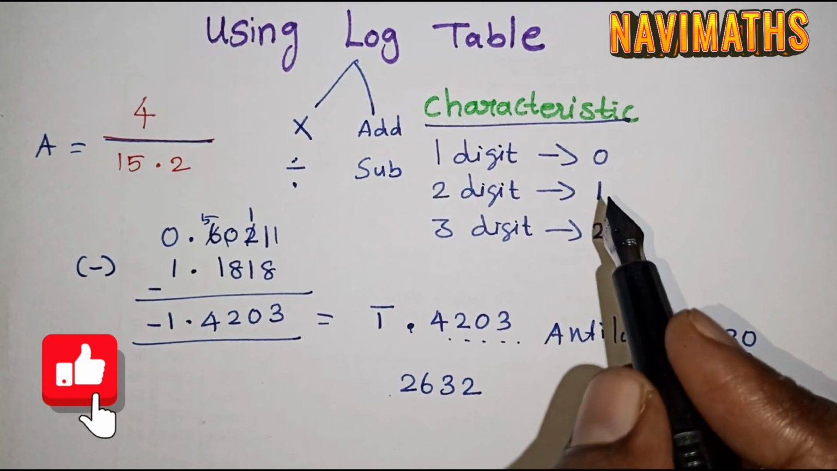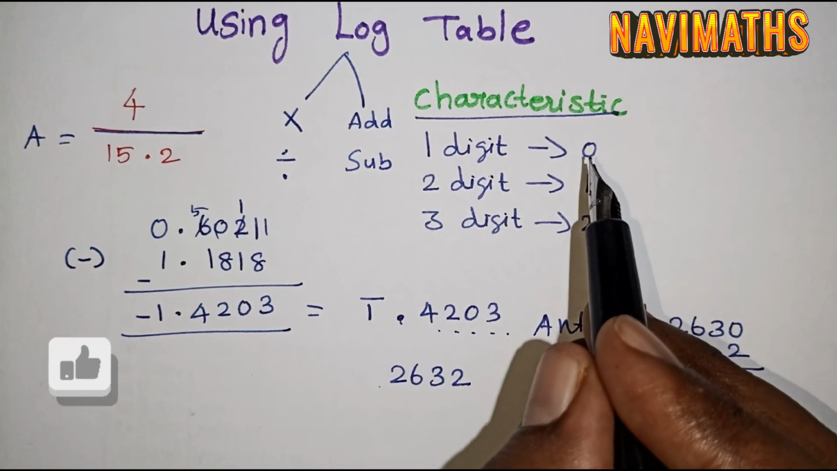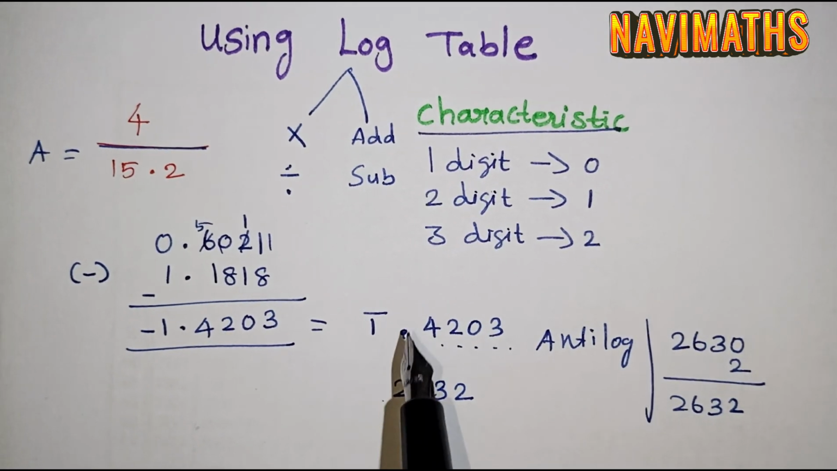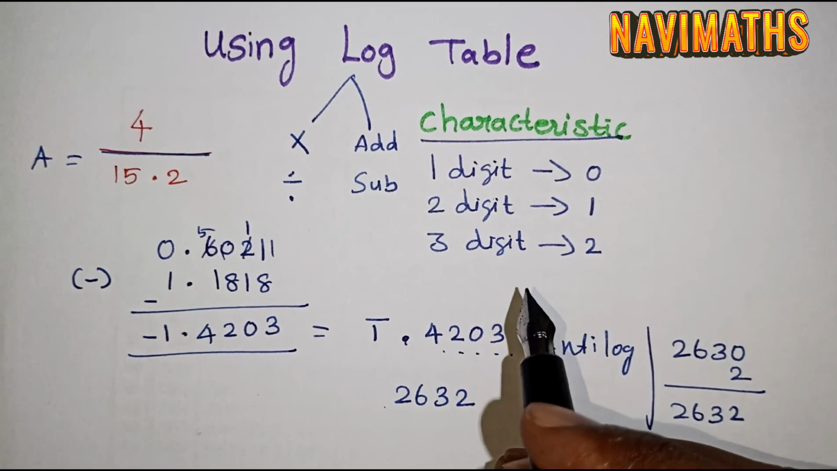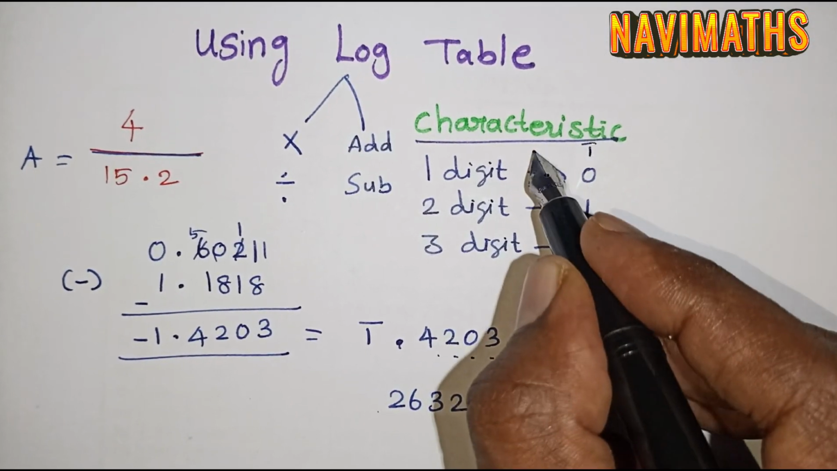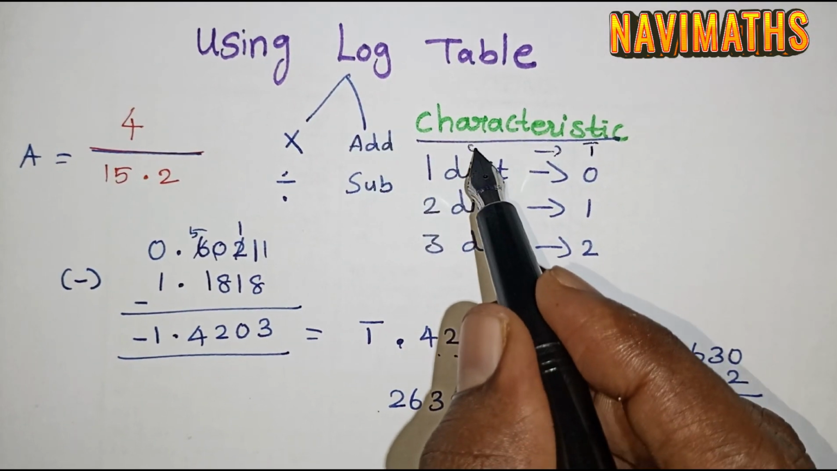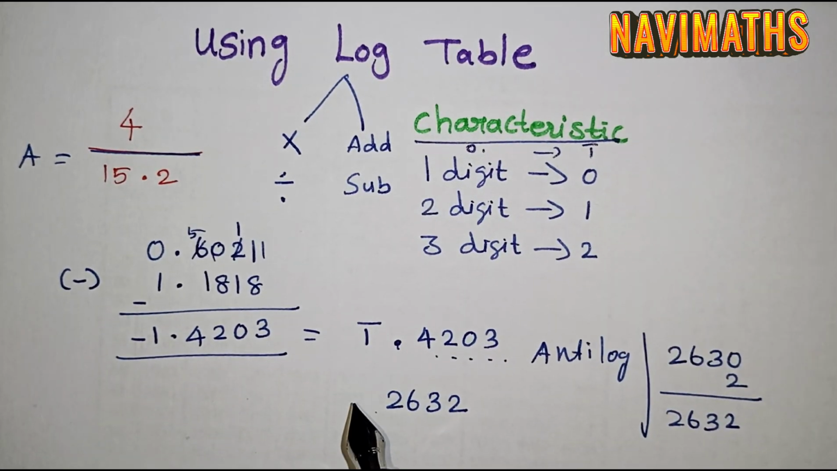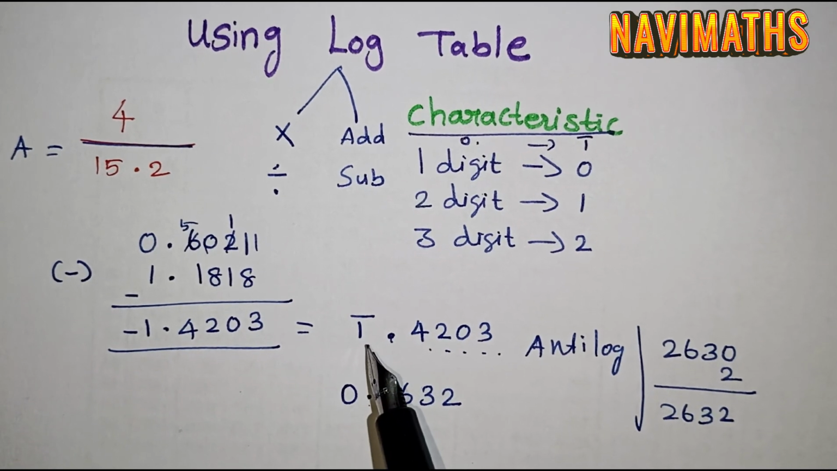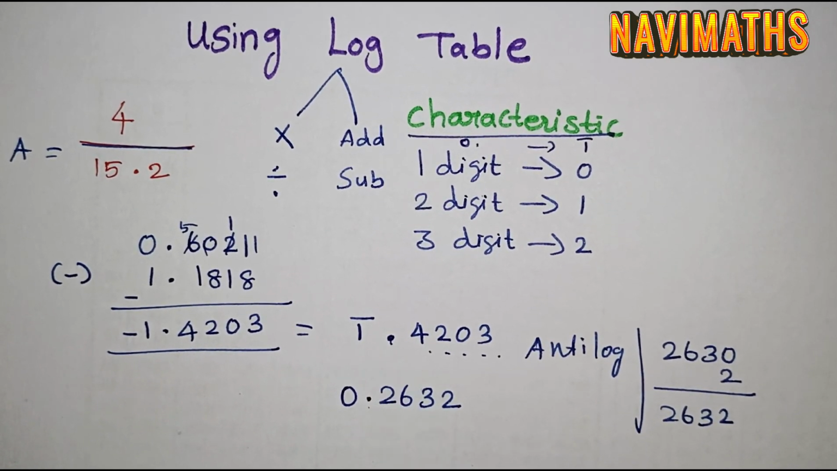Look at the characteristic value. If the characteristic is 0, that should be a 1 digit number. 1 means 2 digit number. But here we are getting minus 1. So minus 1 means the digit will be 0 point something. So we have to take it as 0 point some value. Then only it will be taken as minus 1 as the characteristic value.